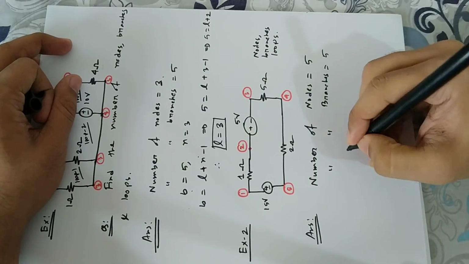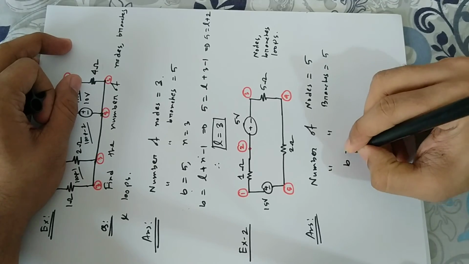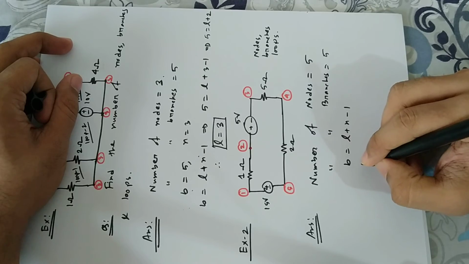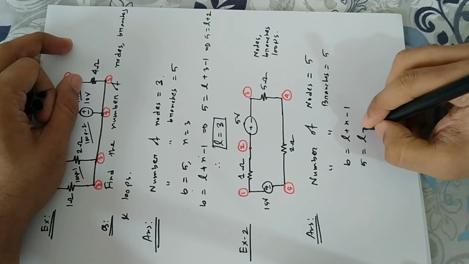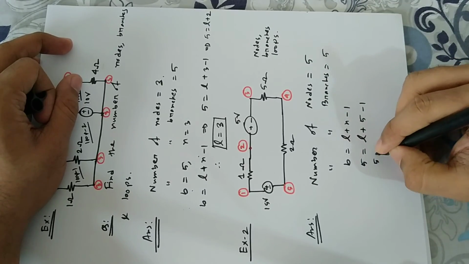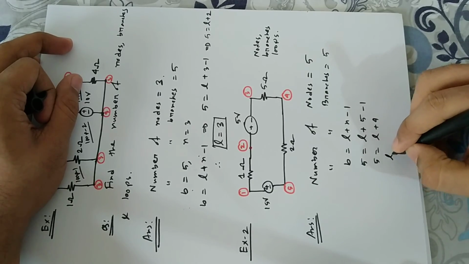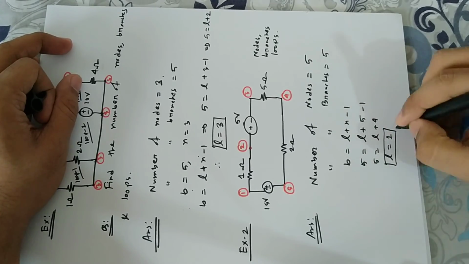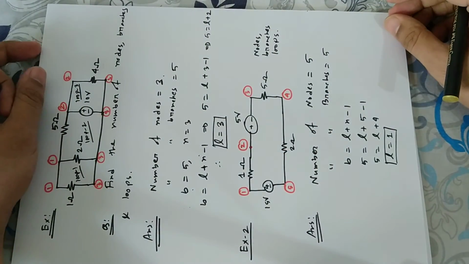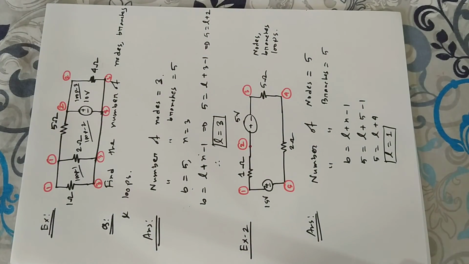So the number of loops, we can identify from the theorem. The theorem is B is equal to L plus N minus 1. So B is 5, N is 5 minus 1. So 5 is equal to L plus 4. So 5 minus 4 is equal to 1. So L is equal to 1. So how many loops are in this circuit, students? There is one single loop.